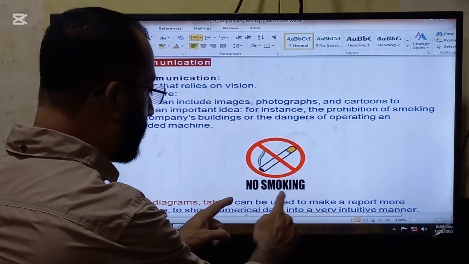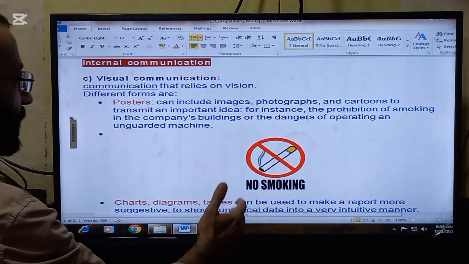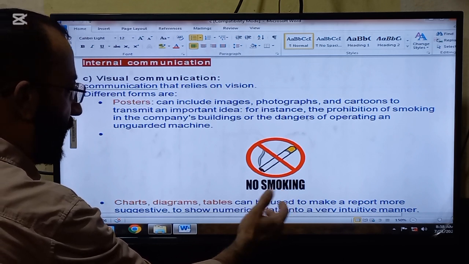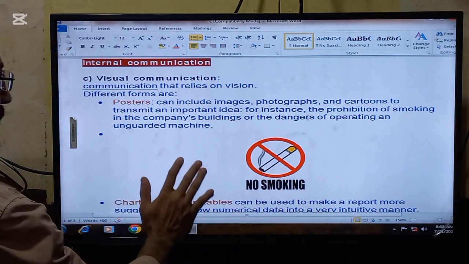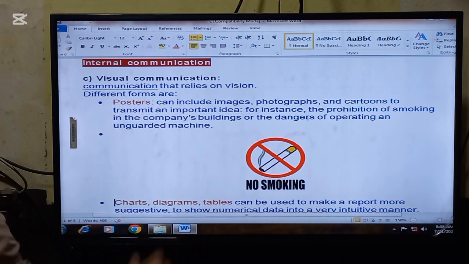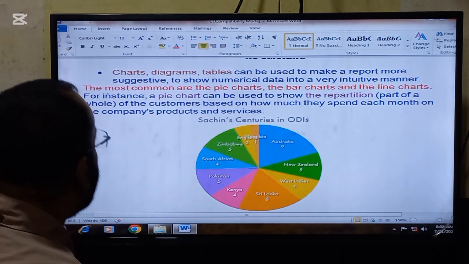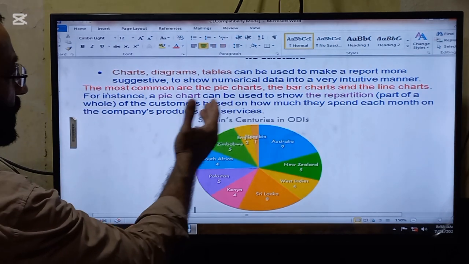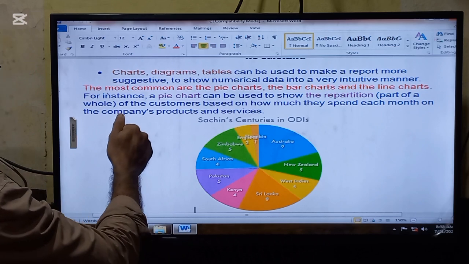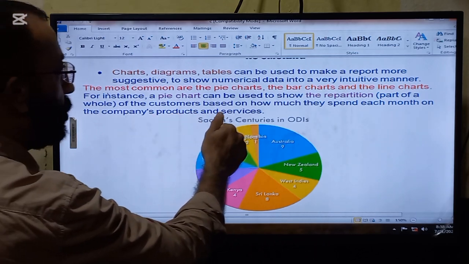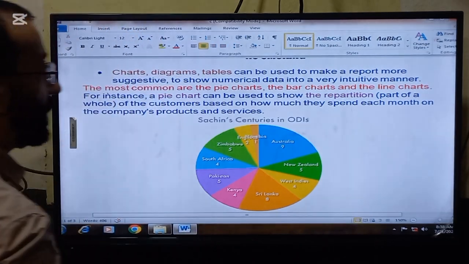So here is a sign that is printed on a poster. So you can see an important message is there, that is no smoking. So poster is the first form of visual communication. The next form is charts, diagrams, tables. They can be used to make a report more suggestive, to show numerical data in a very intuitive manner.